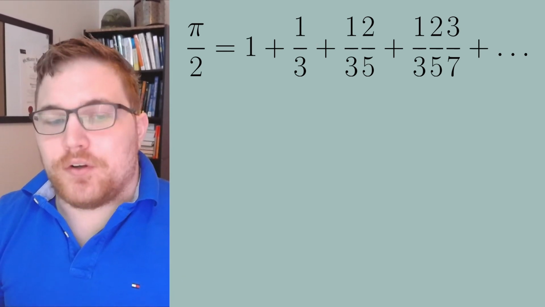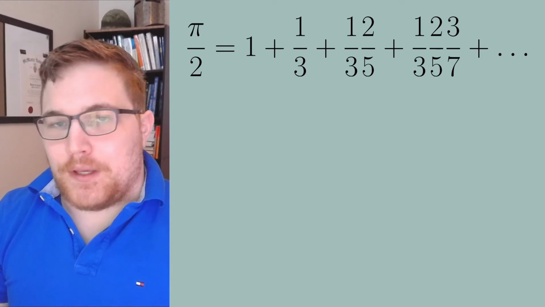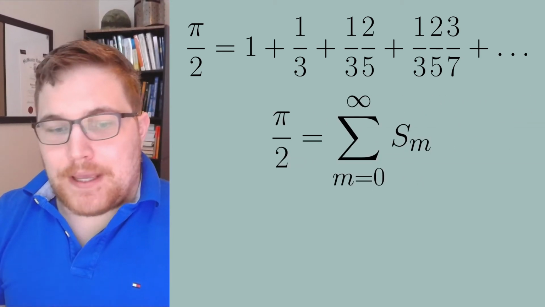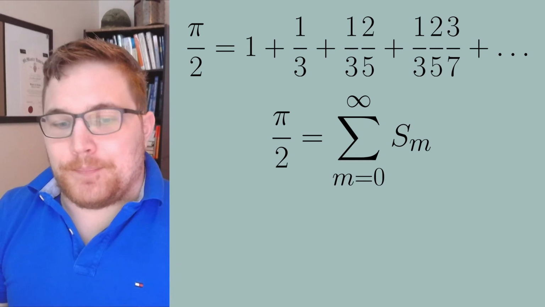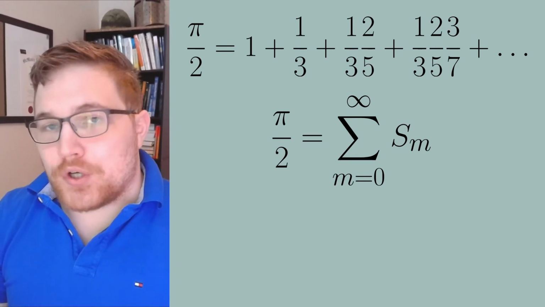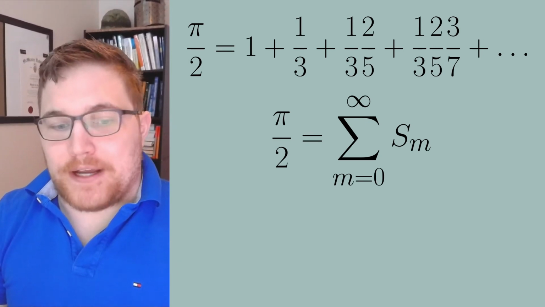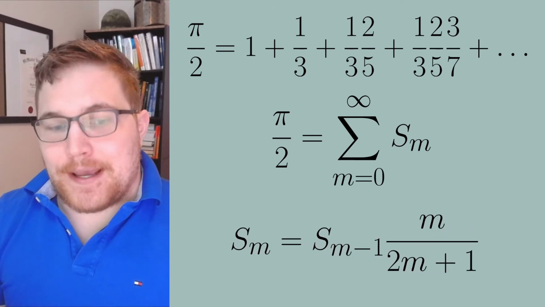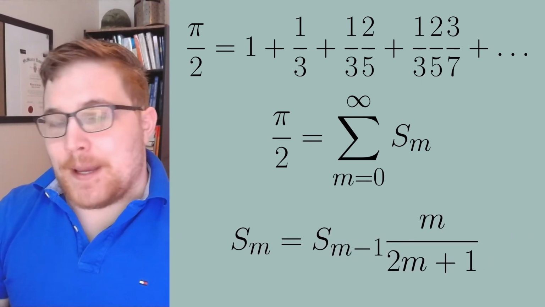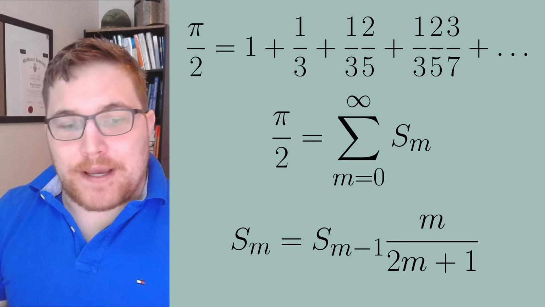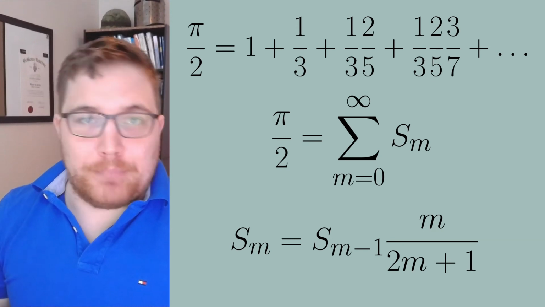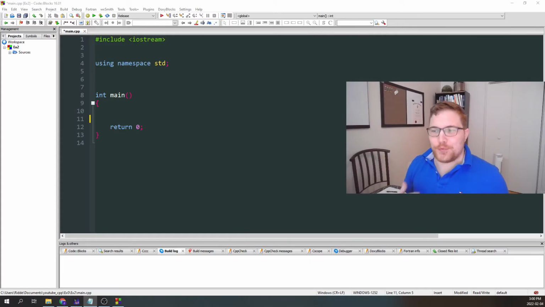Well, let us denote the term in the sum for step m as s subscript m. And we can see that the new term to be added to our estimate of pi over 2, s_m, is equal to s_(m-1) times m divided by 2m plus 1. Okay, so now that we have an idea of how to structure our program to calculate our series that estimates pi over 2, let's actually jump in and write the code.